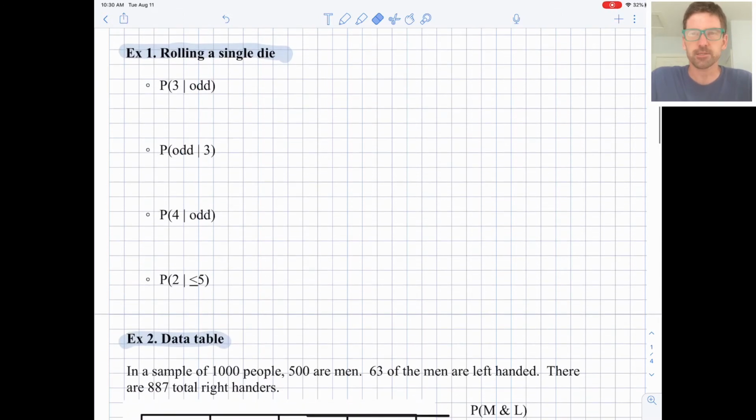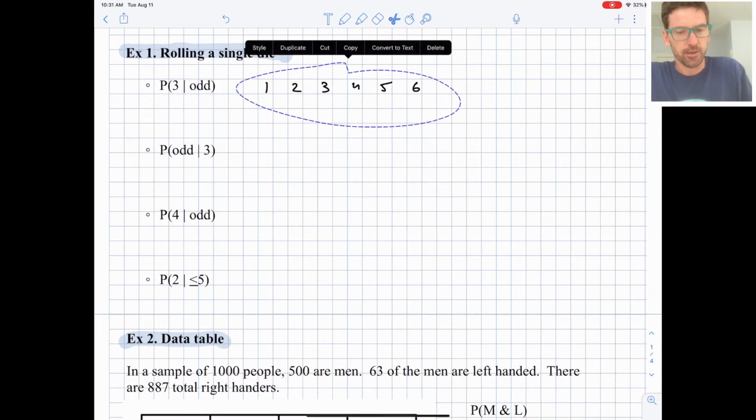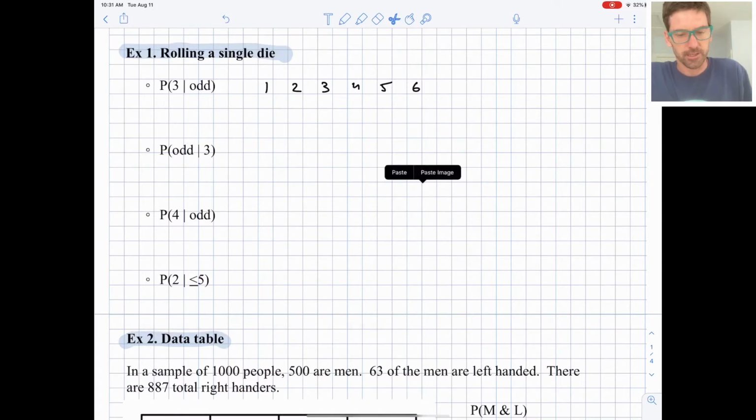So let's look at some numbers or some examples. Rolling a single die, the probability of 3 given that it's odd. What I want to do here is write out the possibilities, I think that's easiest. And I'm going to copy these down for the next questions as well.